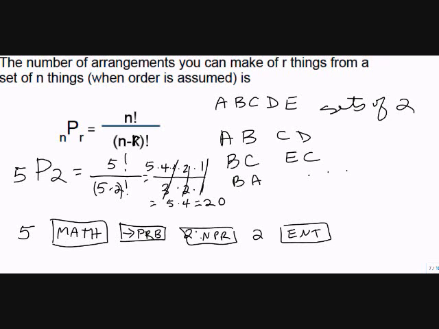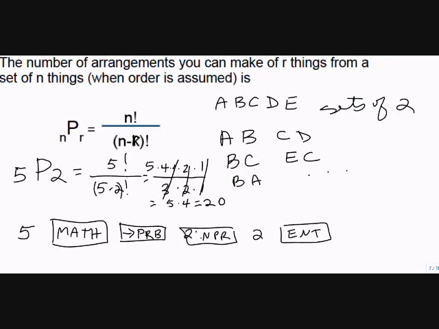Can I just put it in the formula in the calculator? Can I just do the 5P4 in the calculator instead of doing the 5 times 4 times 3 times 2 times 1 over 3 times 2 times 1? Is that what you're asking me? Yes.